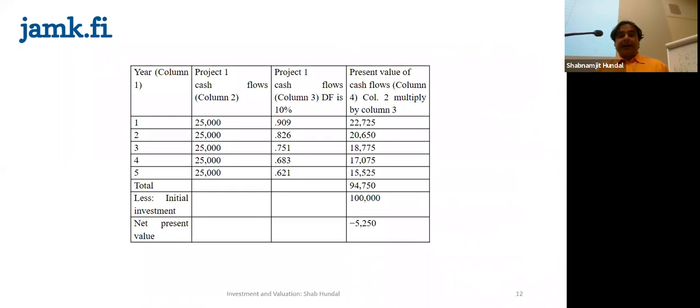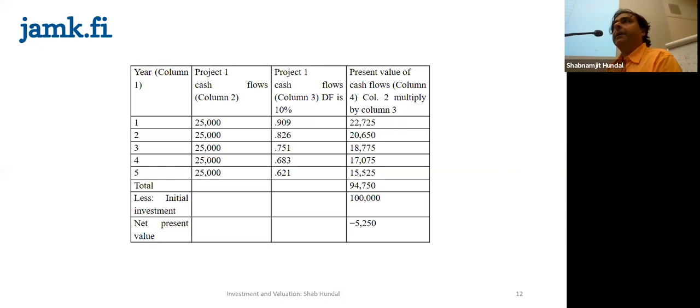All right. Then when you multiply column 2 and 3, practically you will not get 25,000 at the end of the first year. You will get 25,000 in terms of face value, but the real value will be equal to 22,725 today. So the 25,000 you get after 1 year is worth $22,725 today, and so on. Then you find that the sum of the discounted cash inflows, sigma CI where i goes from 1 to 5, is equal to 94,750. Whereas the cost of the project is 100,000 today, C0, the cash outflow.